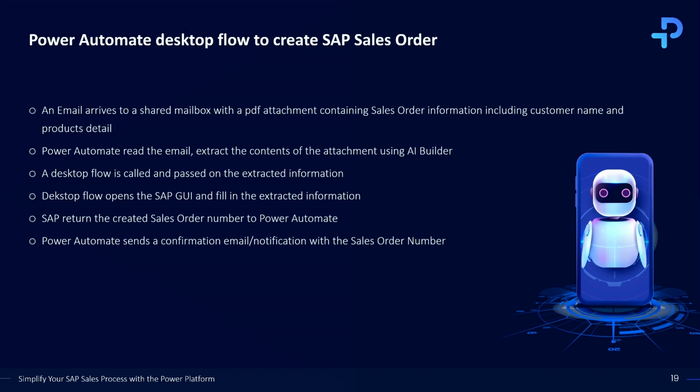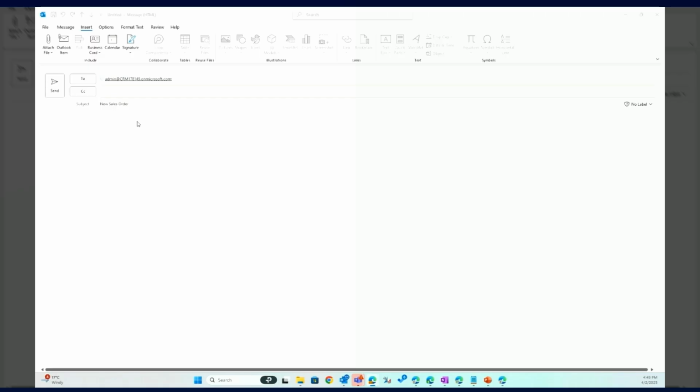We can do it in a desktop flow. And it can also do the exact same thing that we were doing in the cloud flow. So the flow is almost the same, except that in this case, instead of calling SAP APIs, we will call a desktop flow that will perform all the operations. Let's get right into it.